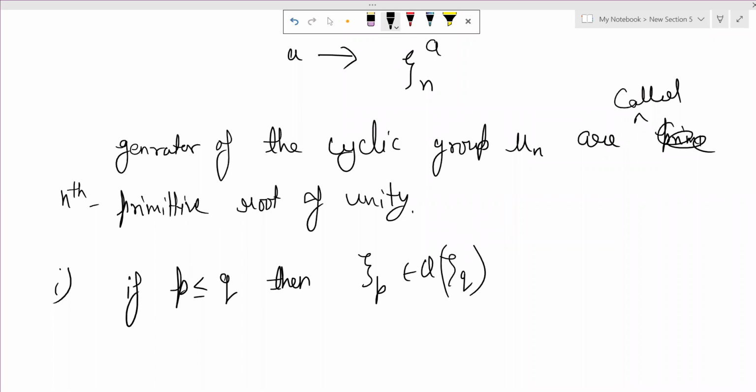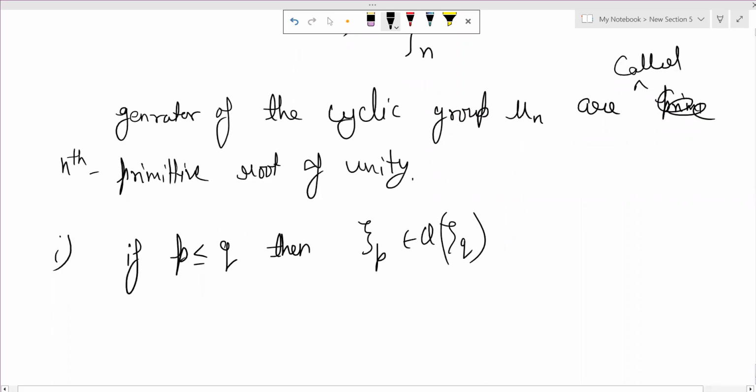So is this true or not? If p is less than q, then zeta p belongs to Q of zeta q. Is this true or not? Tell me, is this true or not? Yes, it is then.